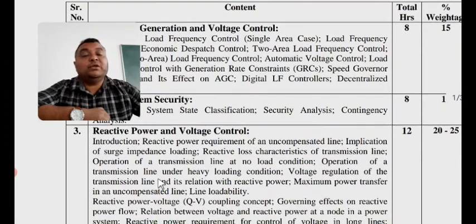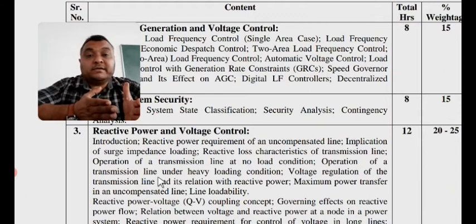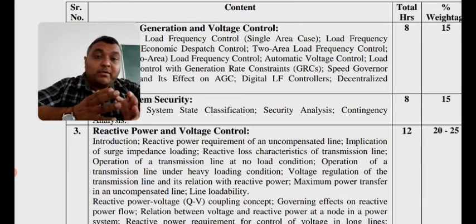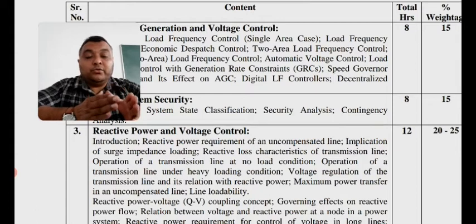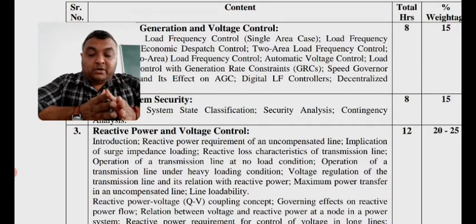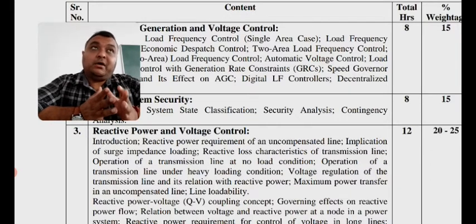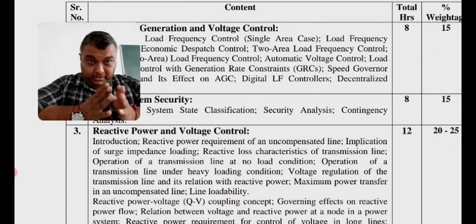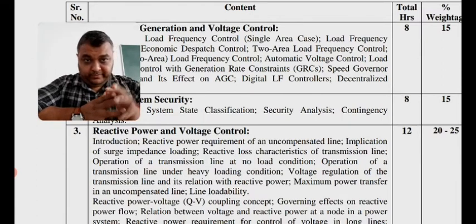As we know, there are two kinds of power in our power system: one is active power and one is reactive power, which you learned about in the third semester subject, the Electric Power System, or EPS1. In that subject, we were taught what generation is, how generation happens, and how the generated power is transmitted and distributed to the consumers. In this chapter, reactive power and voltage control, we begin with the introduction.